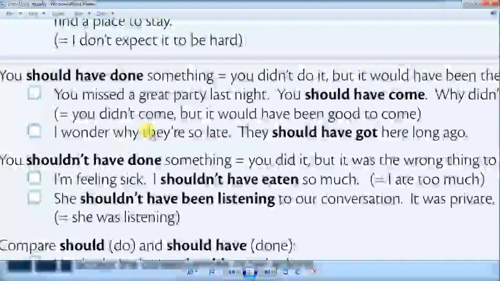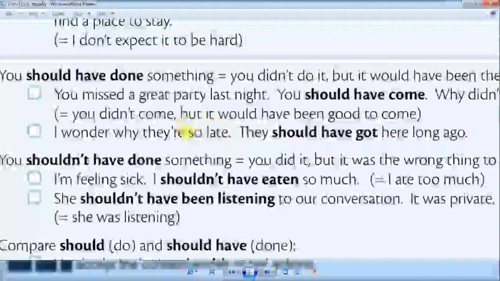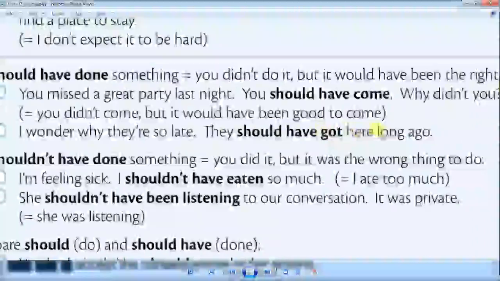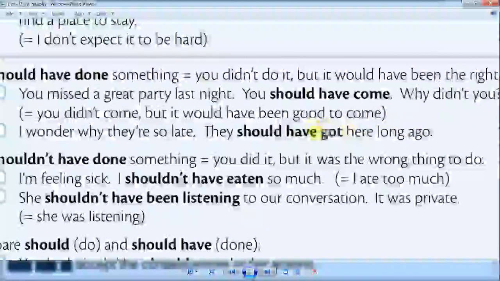I wonder why they are so late. Hayronman nima ular bunchalik kech qolishdi ekan. They should have got here long ago. Ancha oldin bu yerga kirishlari kerak edi-ku ularni.